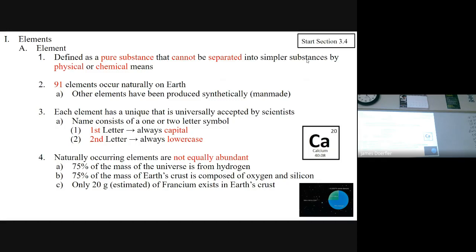And out of our whole entire Earth's crust, it is estimated that we only have 20 grams of the element known as francium. Francium is right here. It is a metal. It is highly reactive, and francium is considered to be radioactive. So, I mean, there are radioactive elements all throughout the Earth that occur naturally. So, it's nothing new, really.